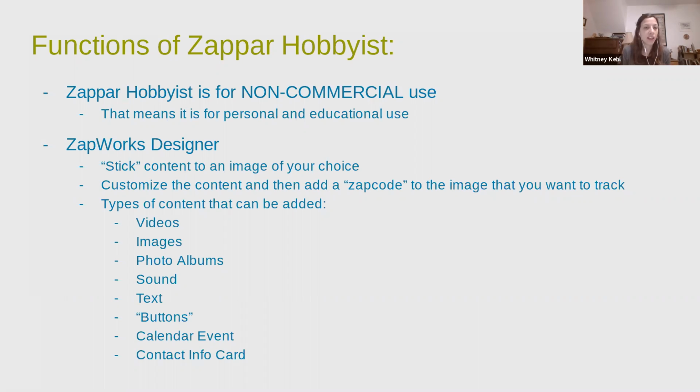So I'll get more into that in a moment, but the types of things that you can add are videos, images, photo albums, sound, text, buttons, calendar events, contact info cards. One of my favorite things to use in Zappar so far has been the buttons, because they can take you to a different website.